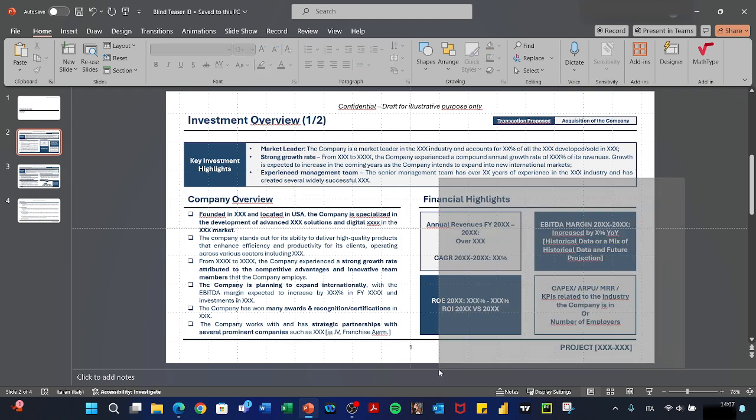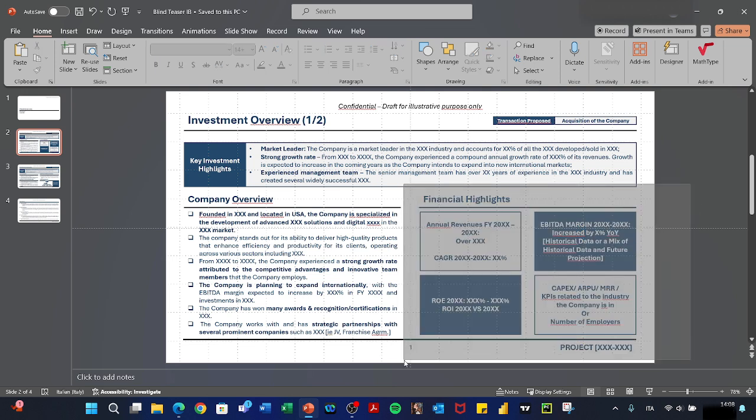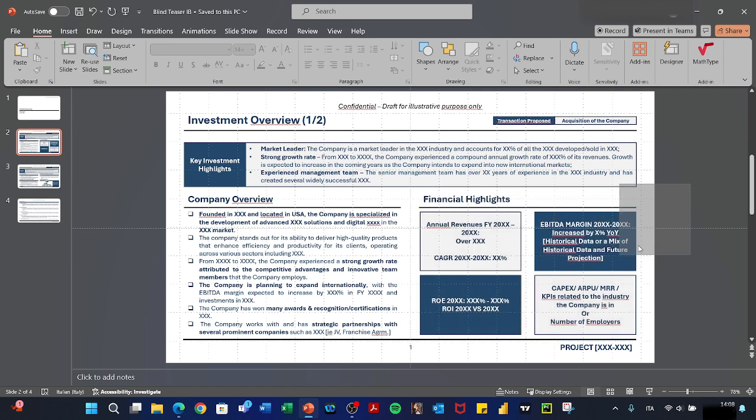And another extremely important section is obviously the financial insights. In this section, you should highlight financial information that you think would make the company attractive for a potential buyer. So you should, for instance, highlight the growth rate of the revenue in the past years or the expected growth rate of the revenue in the next few years.